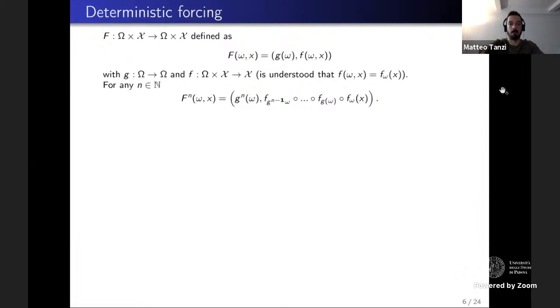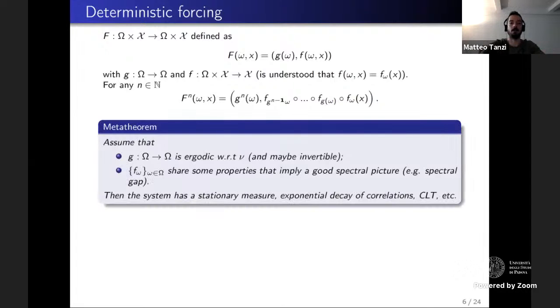Also let me tell you that I'm using the words deterministic forcing, but actually in the dynamical systems literature, this is usually known as a random dynamical system, right? When one has further properties of G maybe, but this is what we think about in dynamics when we think about a random dynamical system. The literature on skew products is vast. I'm just going to give a glimpse of the things I care about towards the end of this talk. And I'm going to state very loosely a meta theorem of results concerning this kind of systems.